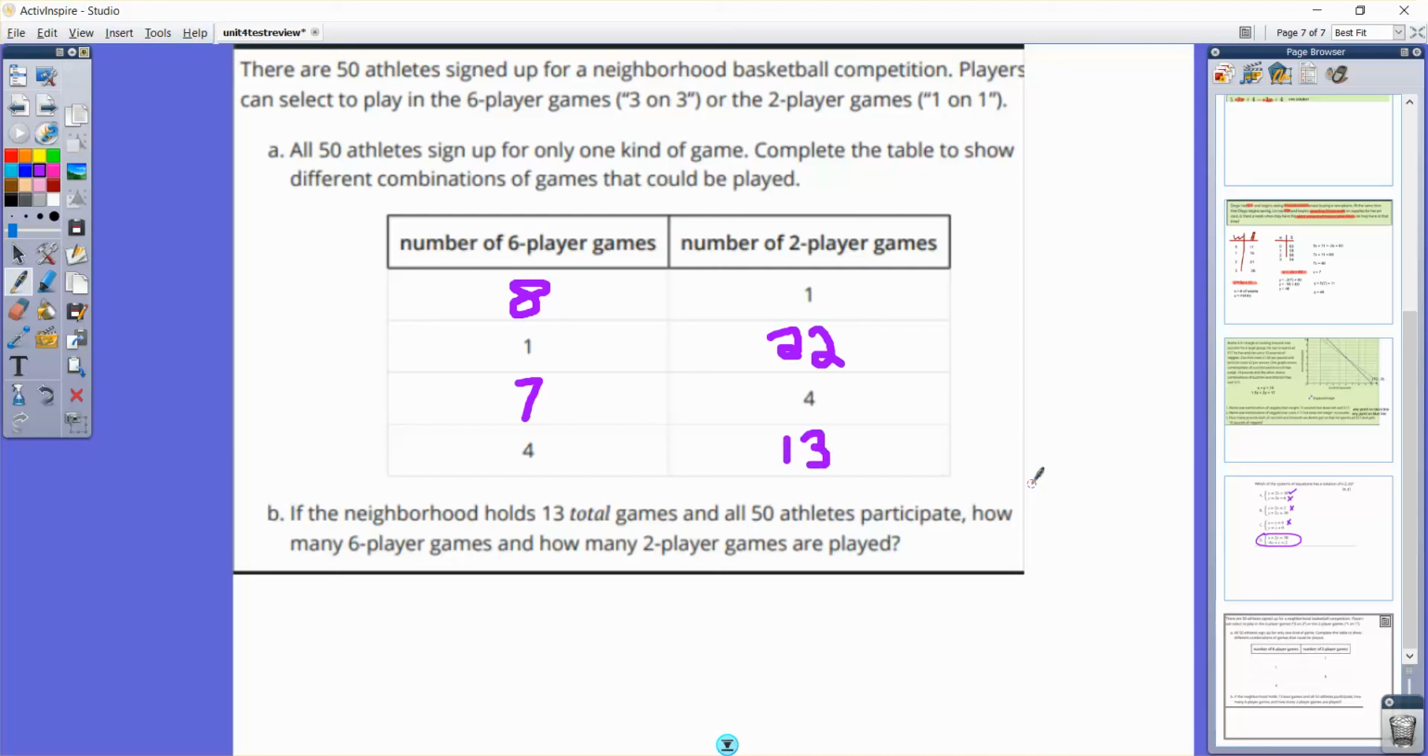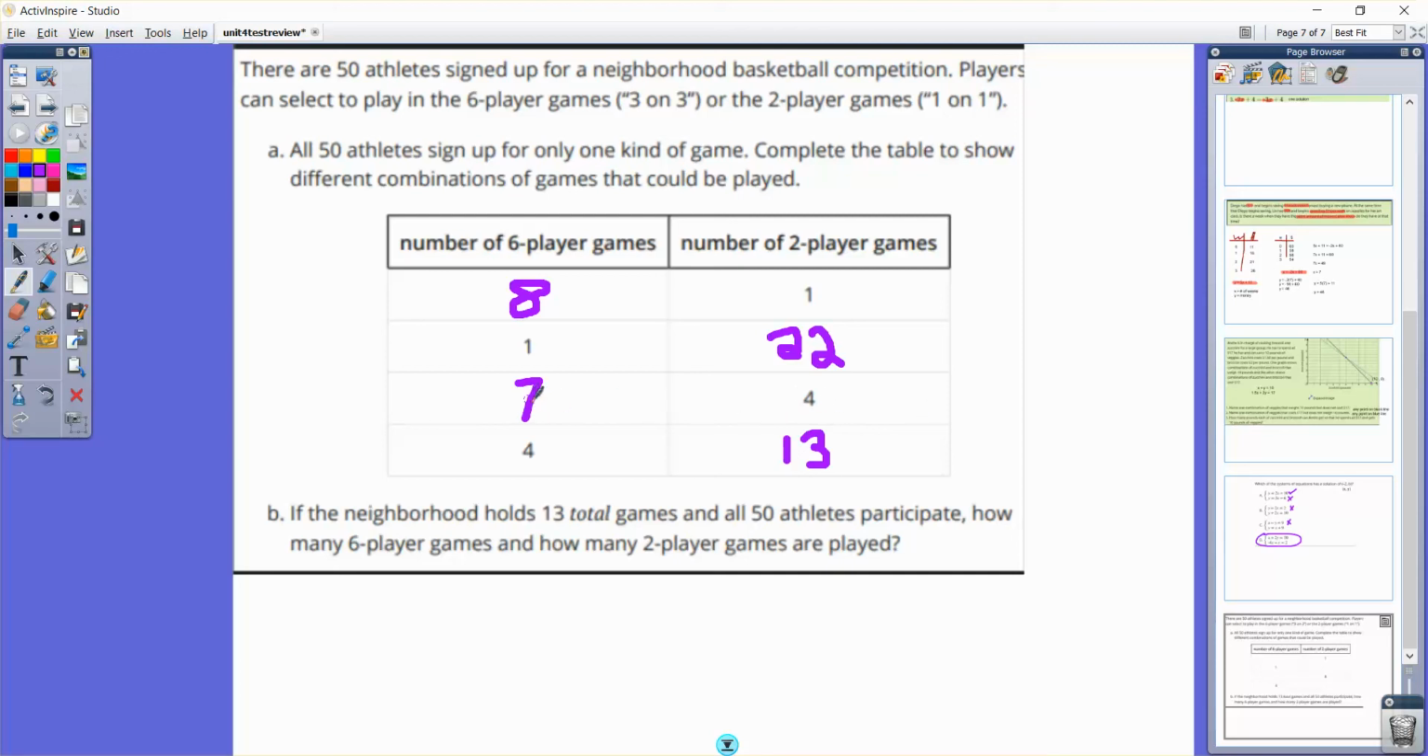Okay, so the question here is saying, we have filled the table out here. This table does ask us to analyze what happens. Well, if we have 13 total games going on and all 50 athletes are participating, how many of those 6-player and 2-player games are actually happening at the same time? Well, if I look at the table here, the closest I have is 7 and 4. So 7 games going on for 6-player games and 4 games going on for 2-player games. Well, that's 11 total games.